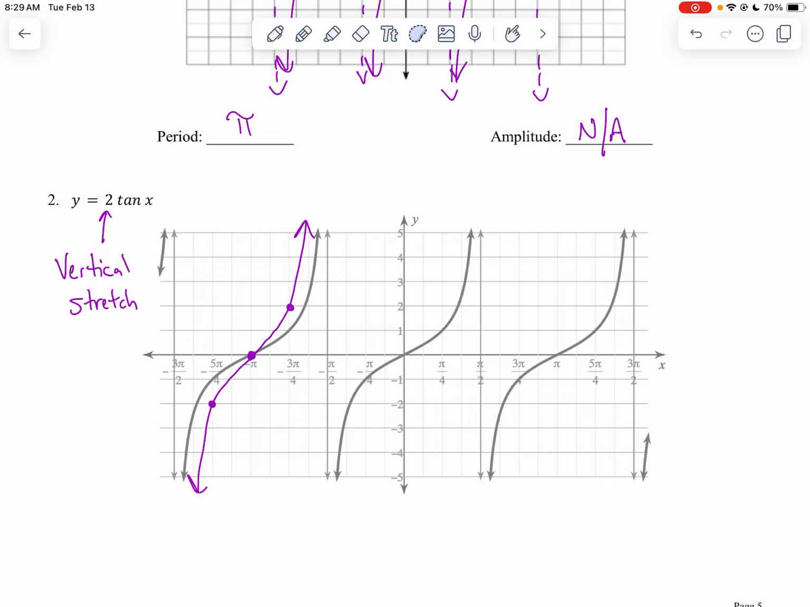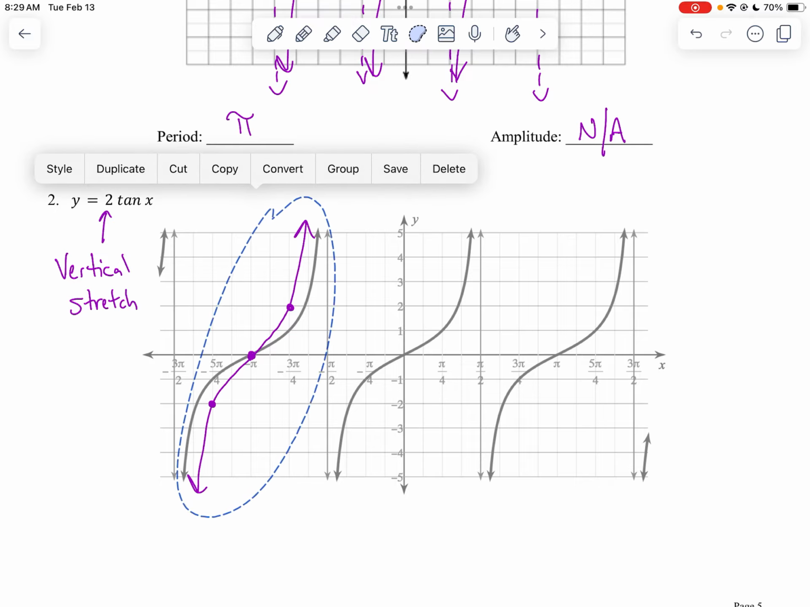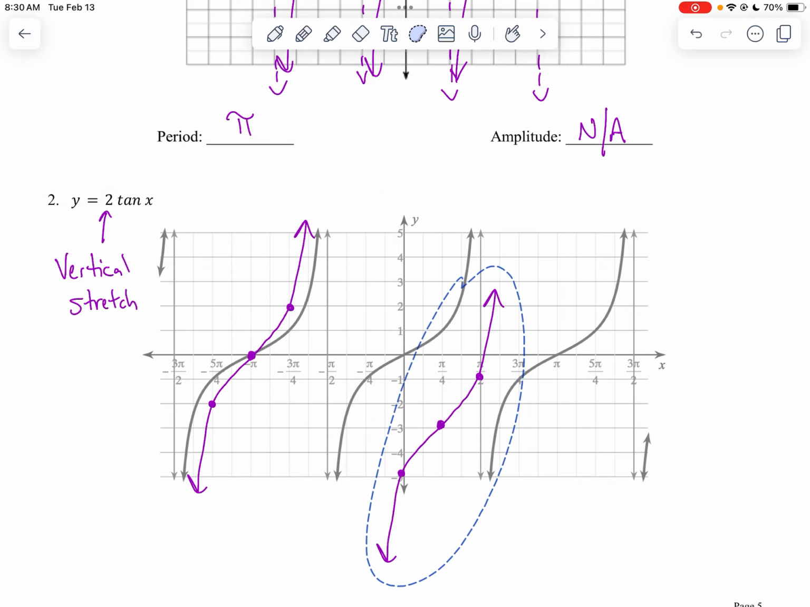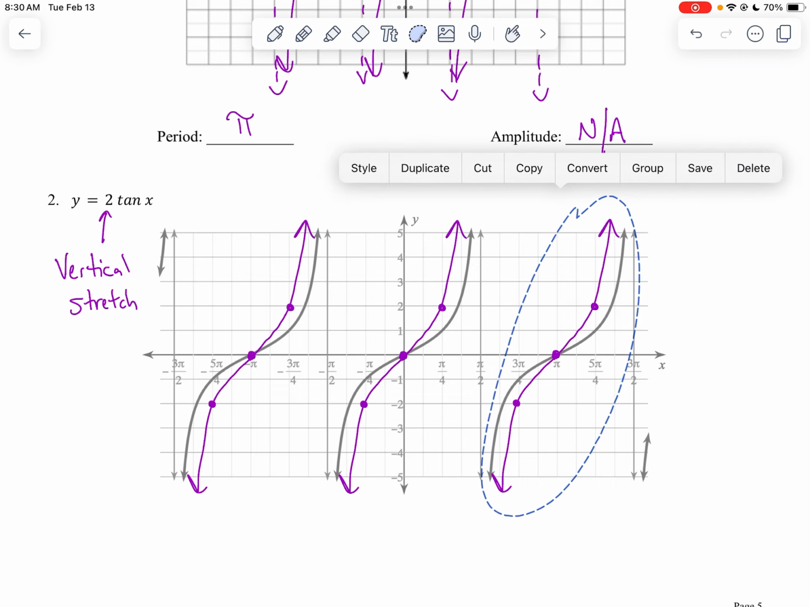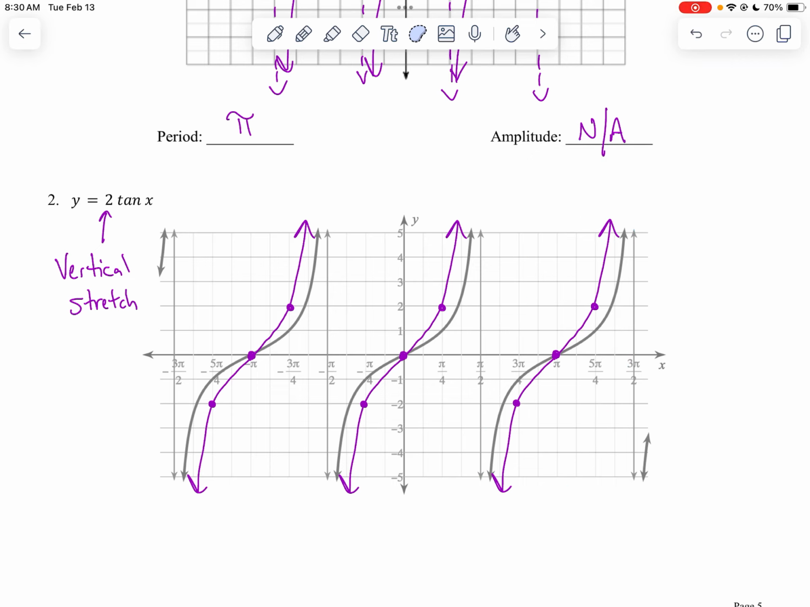And what's nice about that is, again, once I do it for one, I'm going to go ahead and do it for the others. And admittedly, I'm cheating a little bit by copying and pasting. But every part of my tangent graph will look exactly like that, where I'm just taking the key critical points and I'm doubling their y values. That's what a vertical stretch would do. So that's how you would work with a problem like number 2. Tangent of x, 2 times that, it's just going to stretch that graph out vertically.